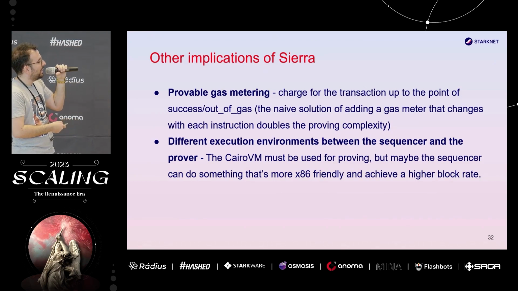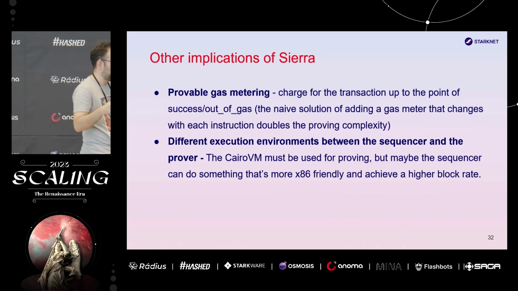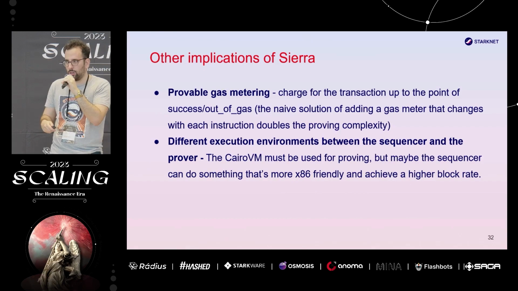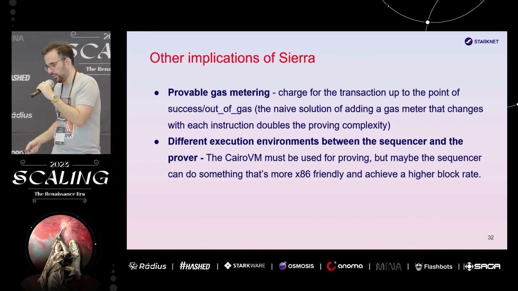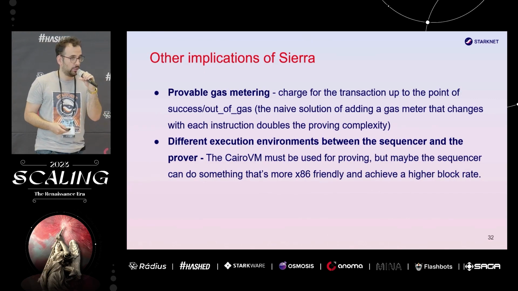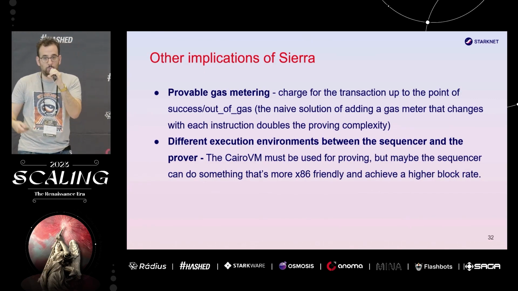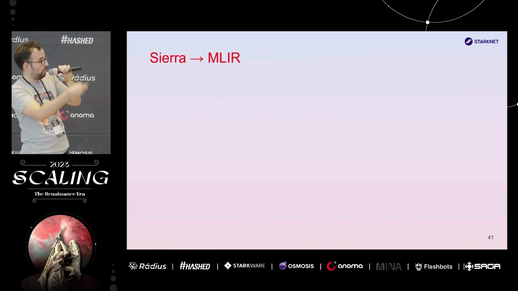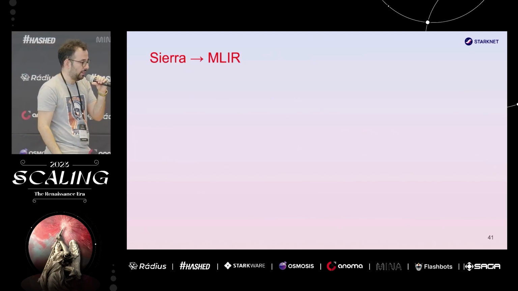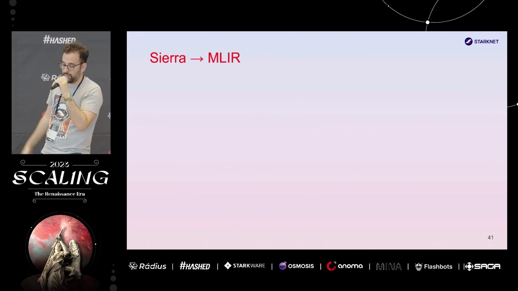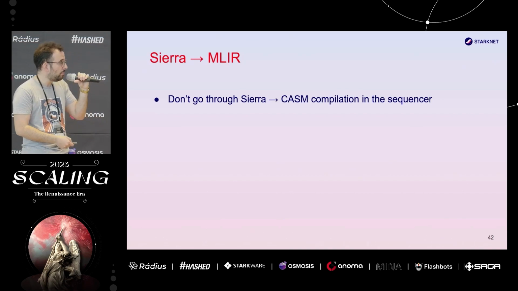environments. If we need Cairo Assembly just for proving, then why should the sequencer care about it? The sequencer wants to produce a block as fast as it can. If it can do it in a few seconds less, that's critical for our throughput. So why compile it down to CASM, which is only important for proving? So this is an actual project which is ongoing, Sierra to MLIR. MLIR is a well-known intermediate representation used by many modern compilers.